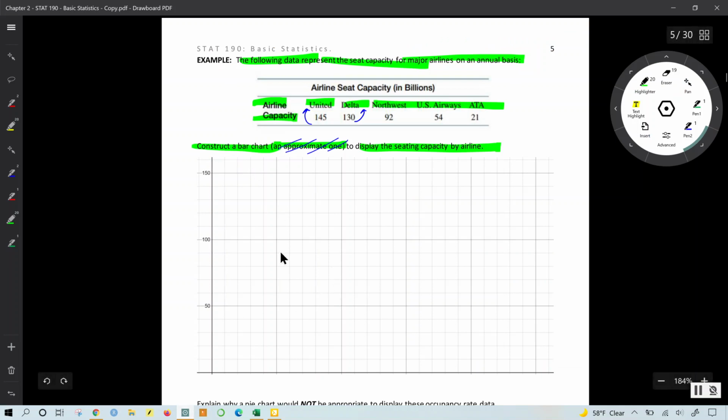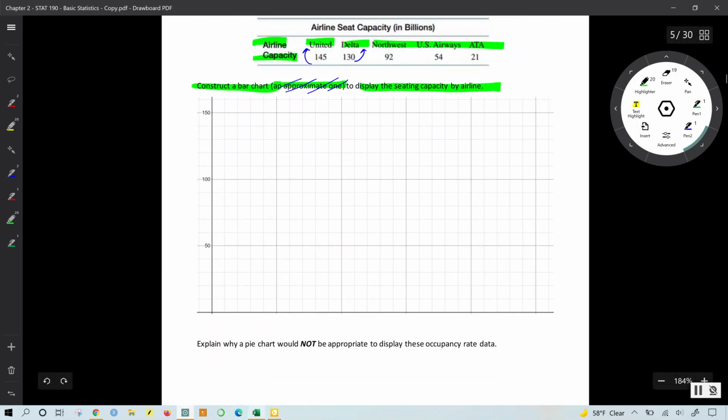After constructing this bar chart, the question requires us next to explain why a pie chart would not be appropriate here. Can you pause the video and reflect a little bit on this just before I say the answer, to see if you're catching on to when a pie chart would not be appropriate? You may go ahead and pause the video to reflect on this.